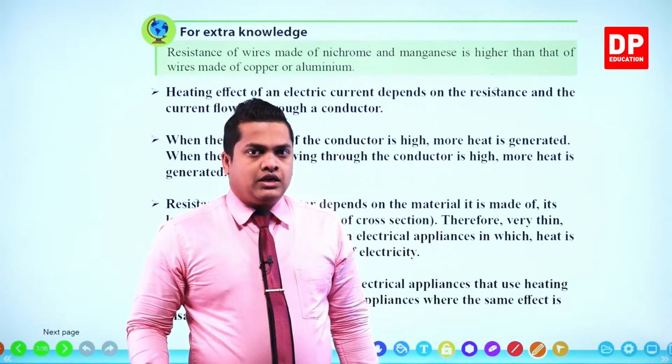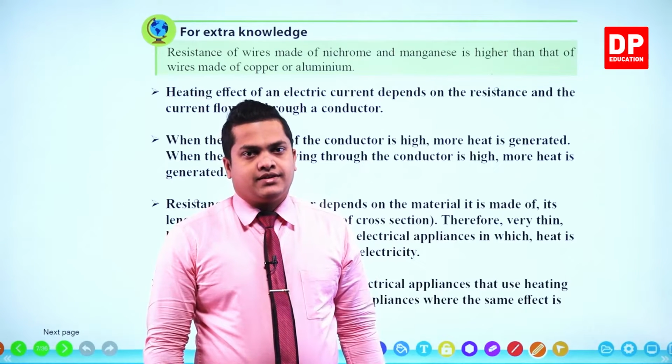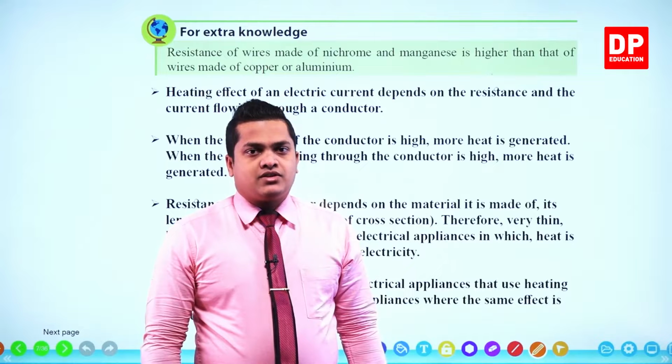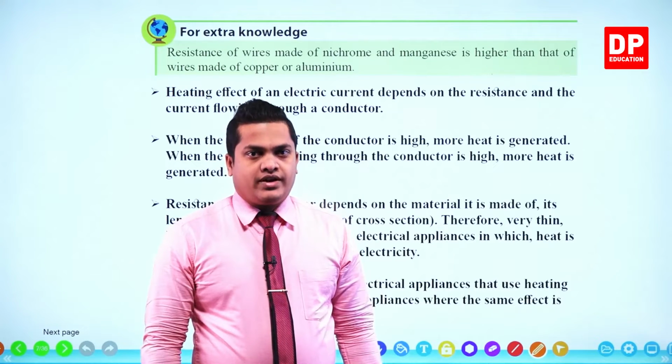That's why we are using these materials as conducting materials. As conducting wires, we use aluminium and copper. Normally in our houses, we use copper wires.